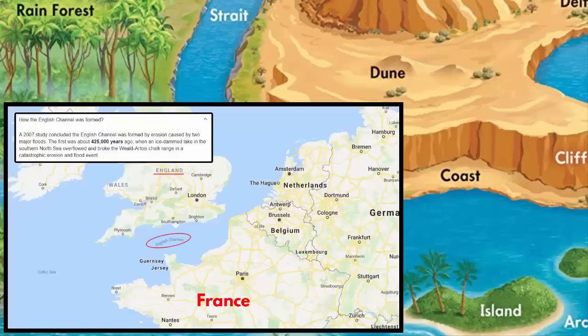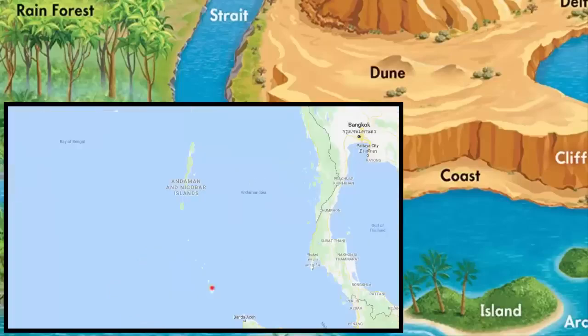A good example is the English Channel. It separates southern England from northern France. In India, we have the 10-degree channel that separates the Andaman Islands and the Nicobar Islands from each other in the Bay of Bengal.